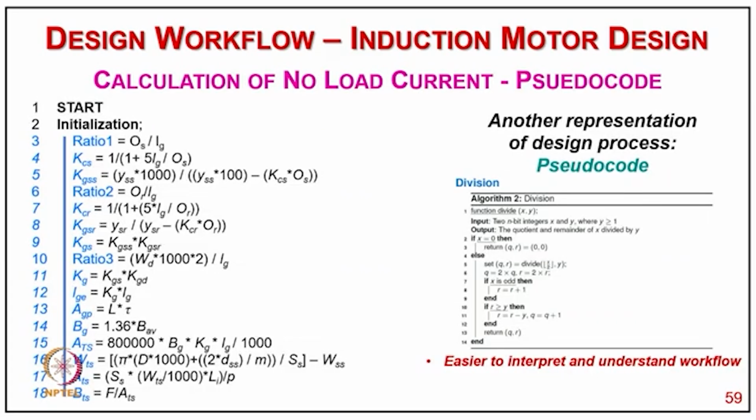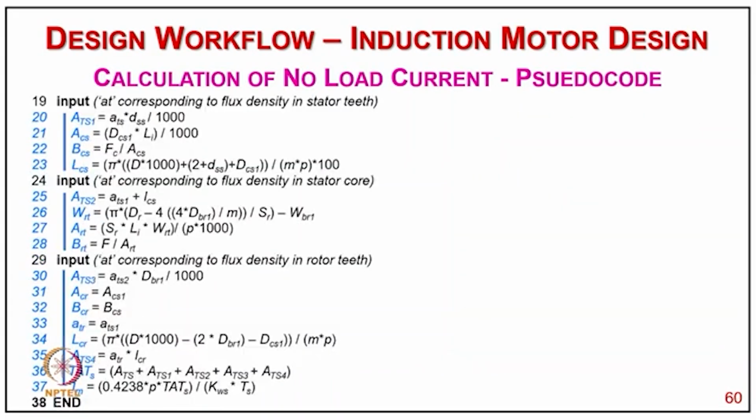Then we come to the calculation of no load current, as pseudo code is given here. We can calculate from the Carter coefficient, as we have already given examples. Then we calculate the effective air gap length, flux density, width, and the total MMF required for all five parts of the magnetic circuit: stator core, stator teeth, rotor core, rotor teeth, and air gap. That gives the total MMF required, and then we calculate the magnetizing current from this. That's the procedure.